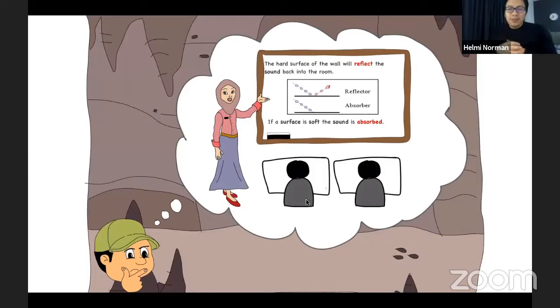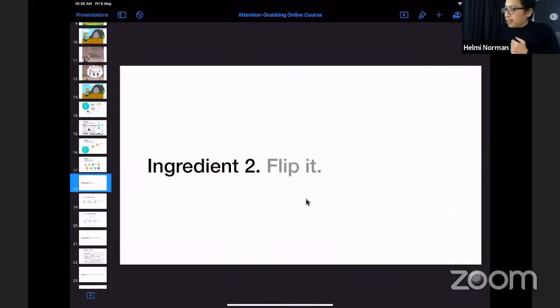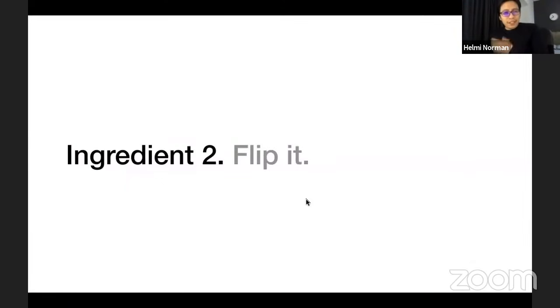Okay, so now you're flipping it, you're giving the theory after. So I think it's a very crucial thing. Flip your classroom, flip the things you've been doing, flip the theory at the back. Who says that theory has to go at the front? So I think these are some of the important things when creating your content. Right? So let's go to ingredient 2. As I'm saying just now, flip it. All right. So how do you flip it?